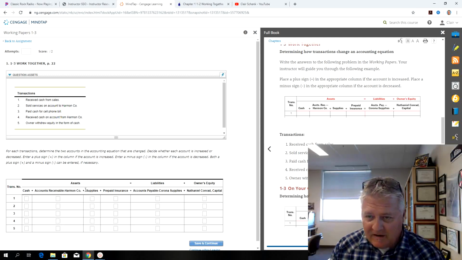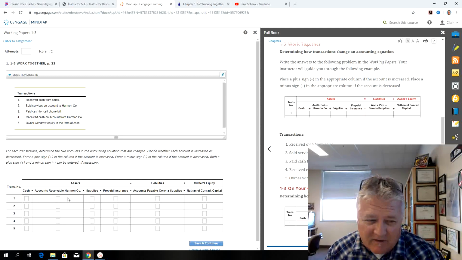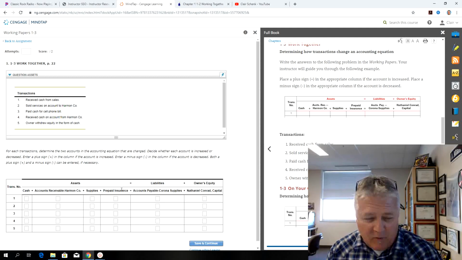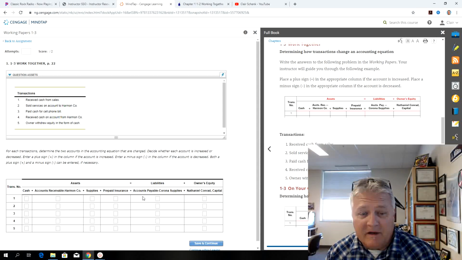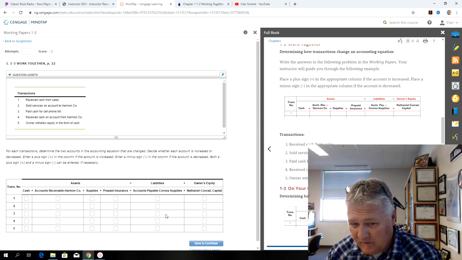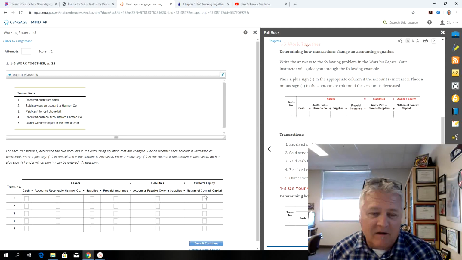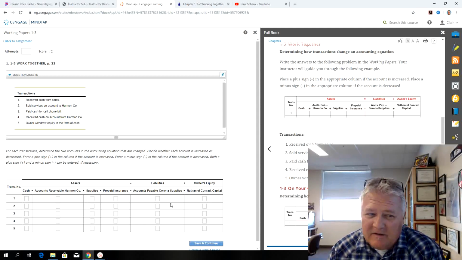Notice that my accounting equation broke it down by account. So I have cash, accounts receivable, which is a customer that owes you money, and then supplies and prepaid insurance. All of those are considered assets. Okay, and then a new terminology we added is accounts payable, but in this case it's accounts payable hyphen Corna supplies, which is a liability, and that's a vendor that we actually buy supplies from and charge it and then have it delivered. And then the owner of the business is Nathaniel Conrad Capital. So that's a new term added to it. So it kind of breaks it down into accounts. So it makes it easier to understand.